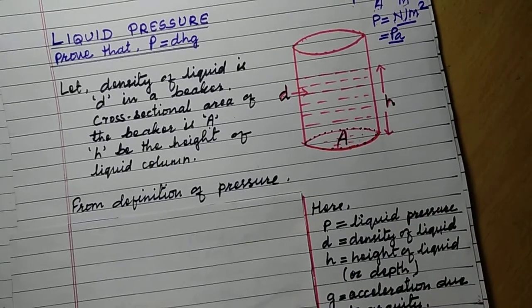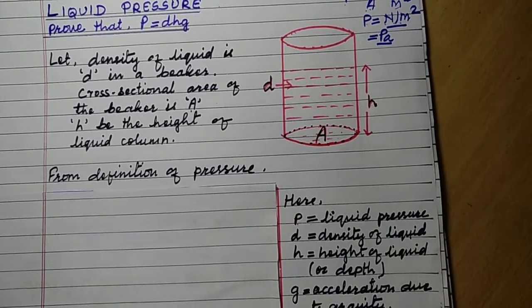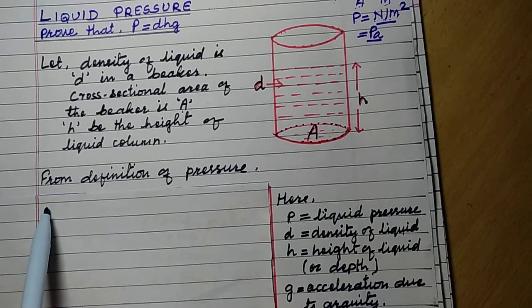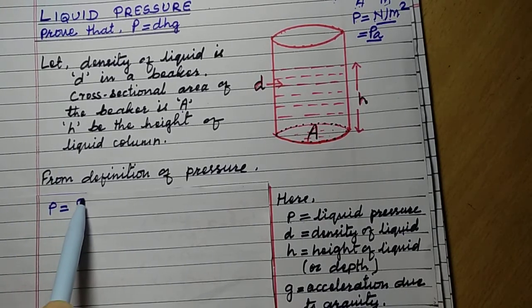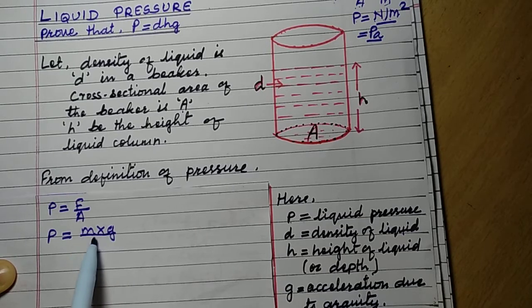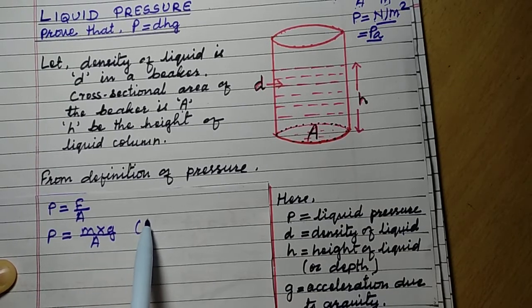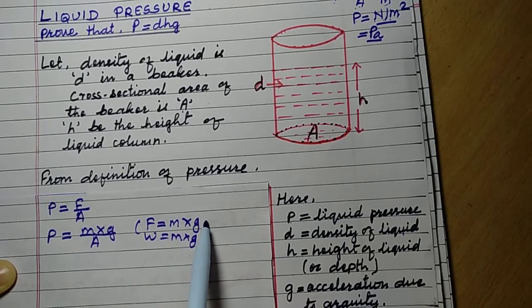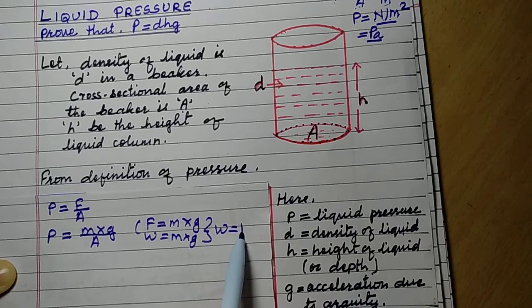Now from definition of pressure, we know the definition of pressure. Pressure is force acting on unit area, P equal to F by A. So from here P equal to F divided by A. Now further F can be written as M into G, because force equal to M into G or weight equal to M into G. So here weight is equal to force.